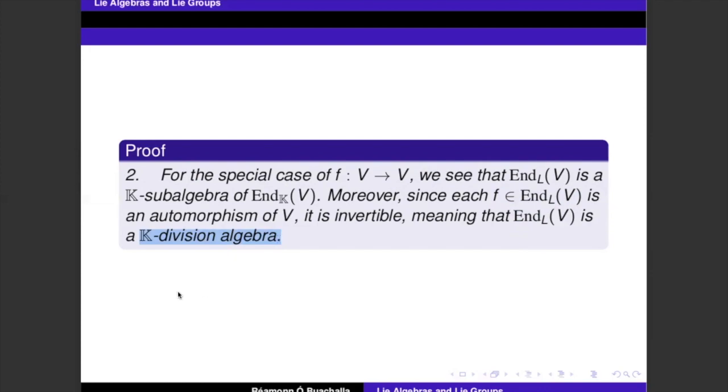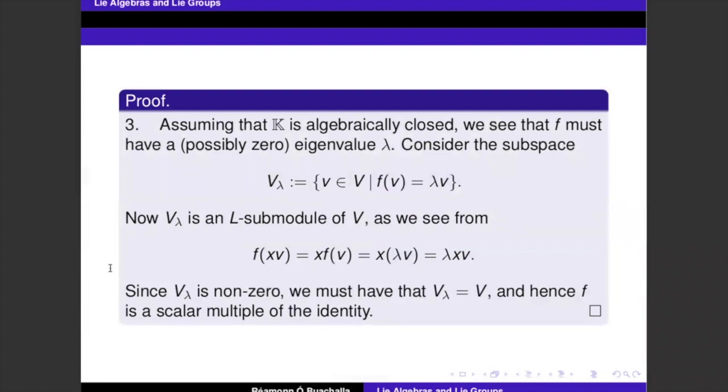Now, the last part. For the last part, we need to assume that our field is algebraically closed. Okay. So if it is algebraically closed, then f will have possibly 0 eigenvalue. Because the characteristic polynomial will always split, will admit an eigenvalue. So consider the subspace of eigenvectors of this eigenvalue. So it's going to be all the elements small v living in big V, such that f of v is equal to lambda v.